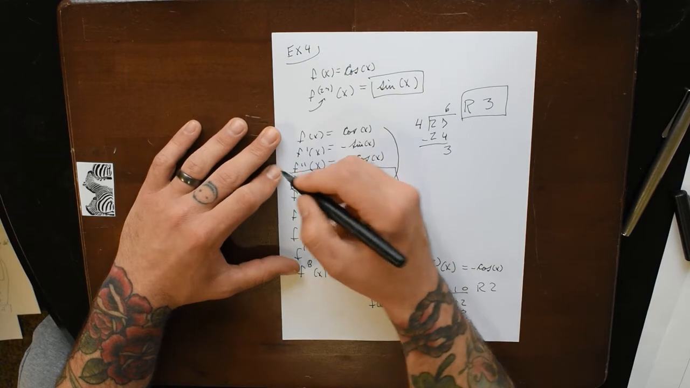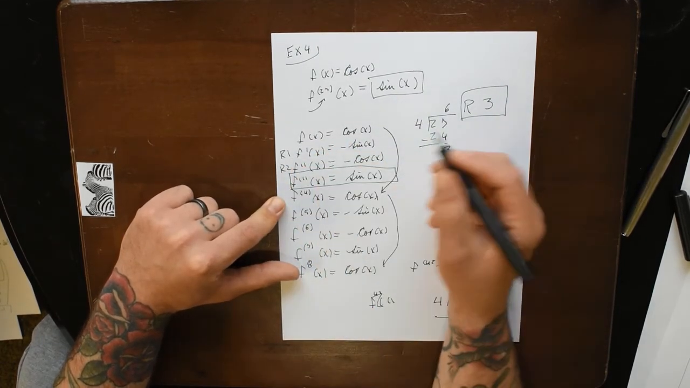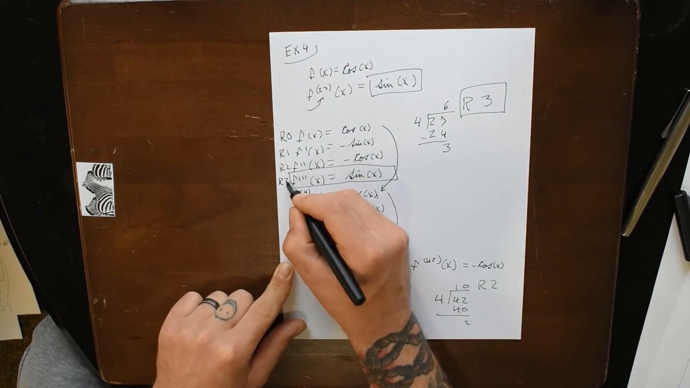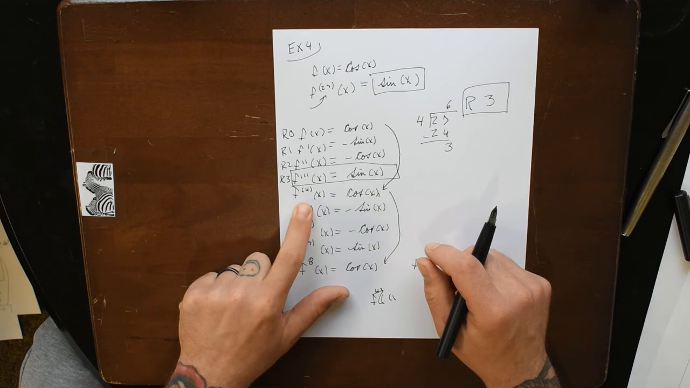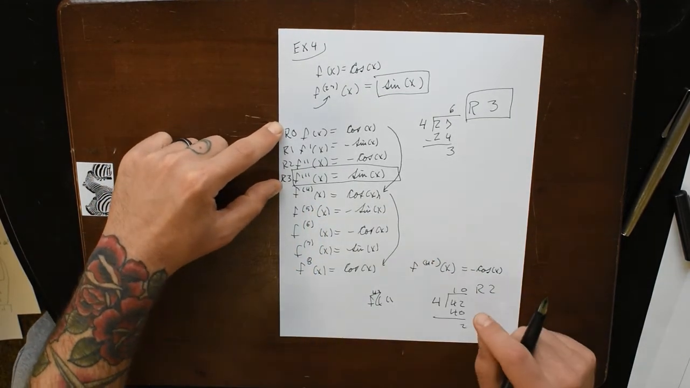If your remainder is 2, you'd be here. If your remainder was 1, you'd be there. A remainder of 0, you'd be there. And a remainder of 3. You shouldn't get a remainder of 4. A remainder of 4 is actually a remainder of 0. So it's going to repeat.